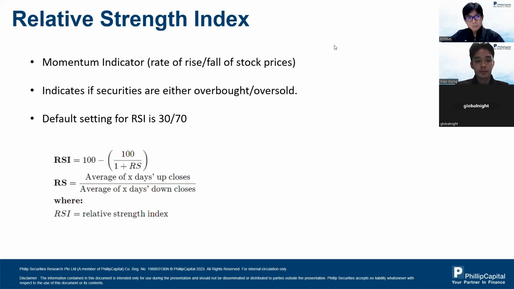So RSI is the relative strength index. It's a momentum indicator, an oscillator. You will see later on the chart a line that moves up and down. What it indicates is whether the market is overbought or oversold. From the slide, the default setting for RSI is 30-70. This is the default. Then of course you have the middle line, which is at 50.